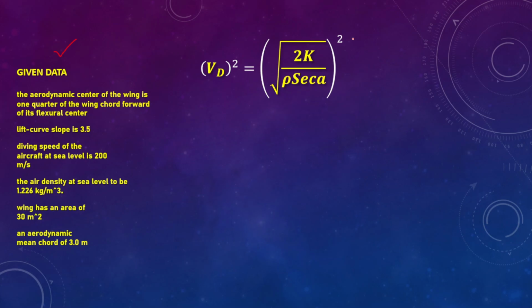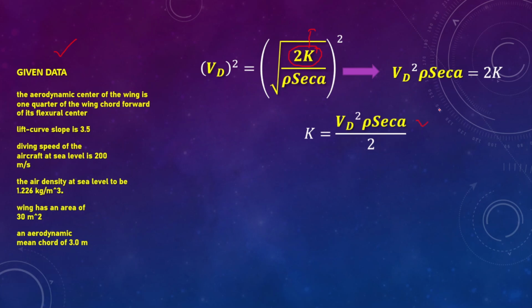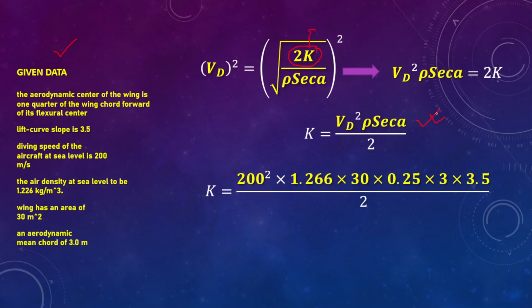We just squared the whole equation. Why is that? Because we're interested to find this K, torsional stiffness. After squaring it, we get this one, and after rearranging it, we get this beautiful equation. This is the torsional stiffness of the designed wing. Okay, now plug those values.